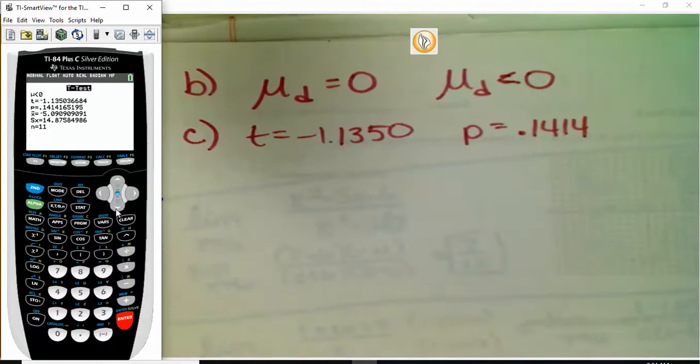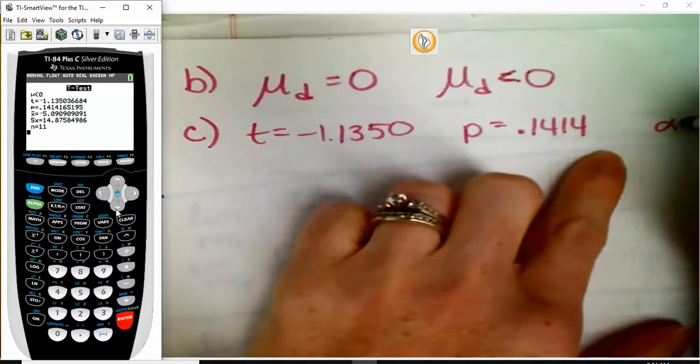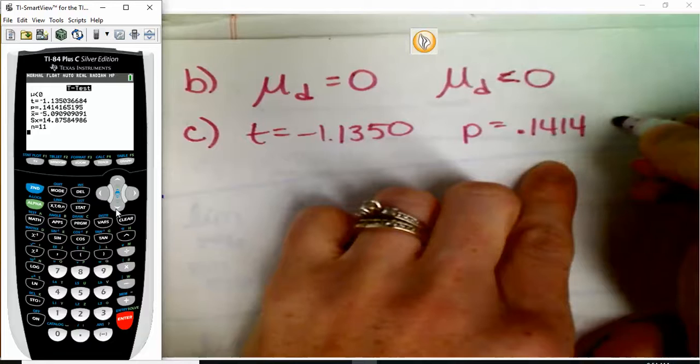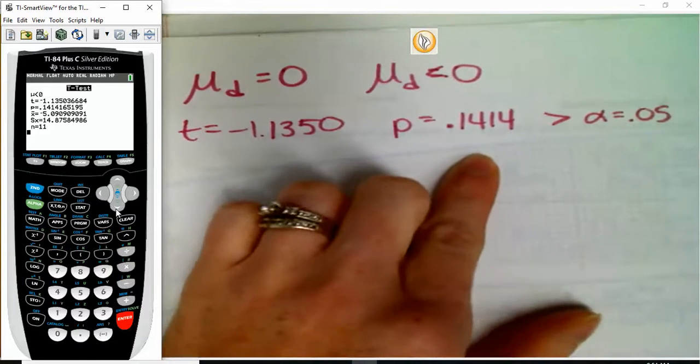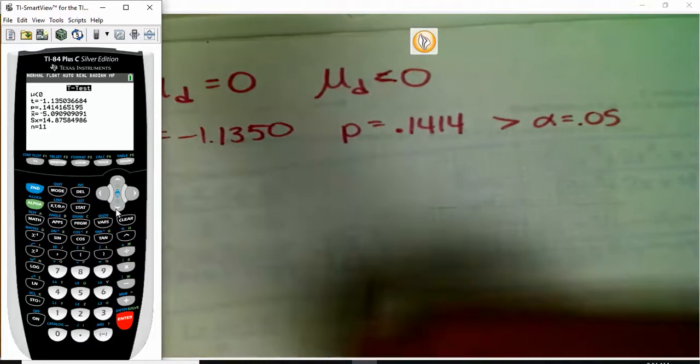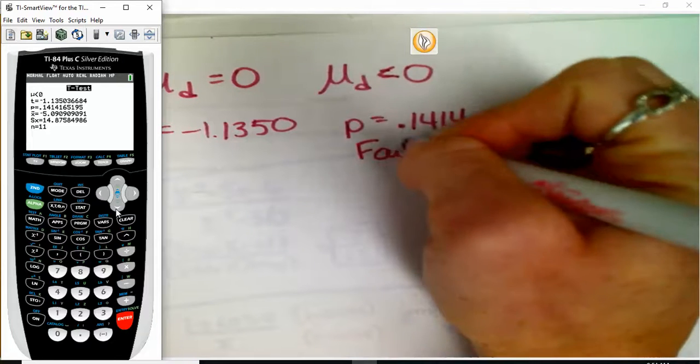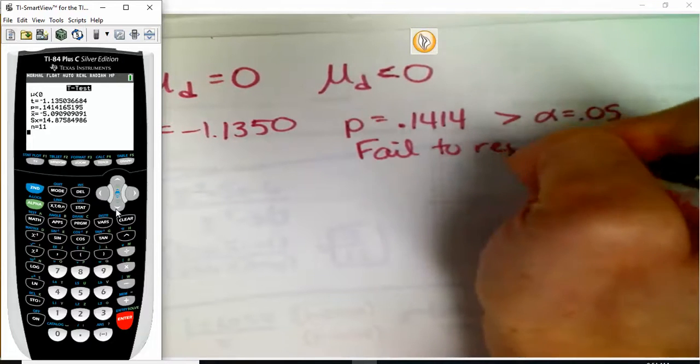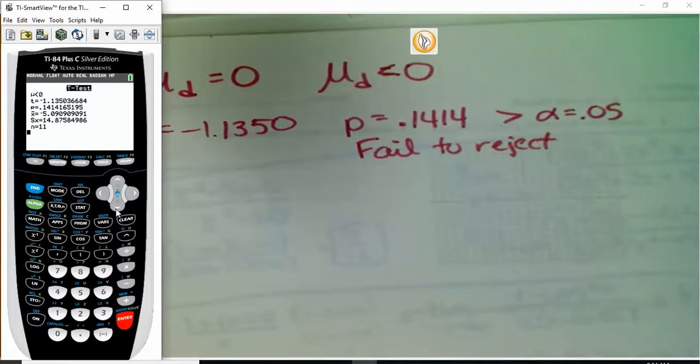We are testing at the 0.05 level. So you have to compare your P and your alpha. P is greater than alpha. You reject if P is less than alpha. So since P is greater than alpha, we fail to reject.